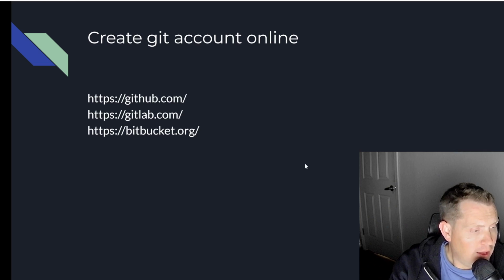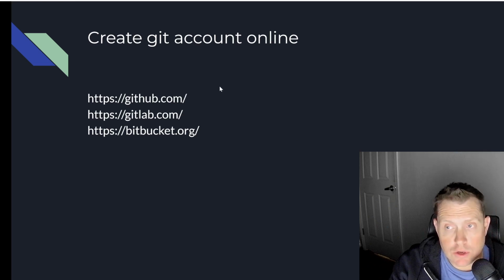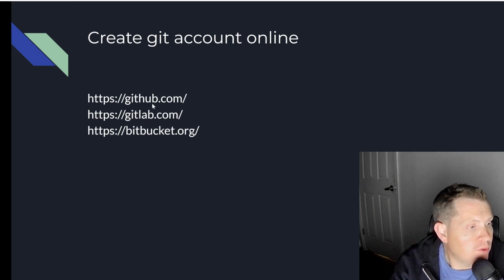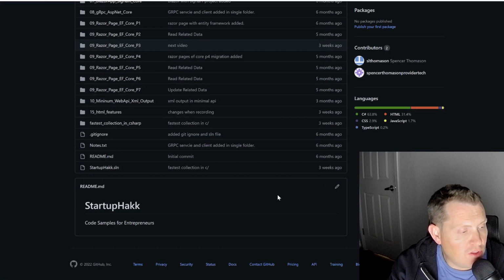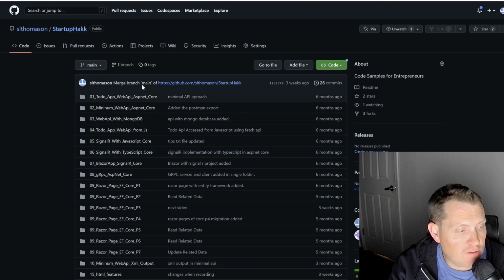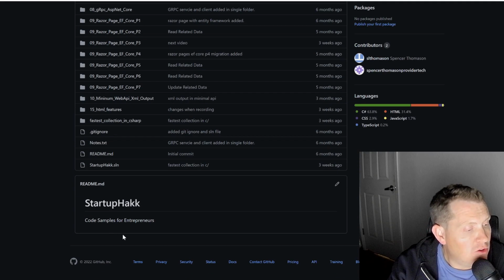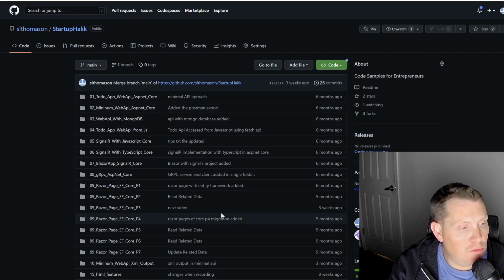Now, some of the places for remote code repositories, your most popular ones are GitHub and GitLab. Bitbucket's also pretty popular, but definitely nothing to compare with these first two. So GitHub looks something like this. This is a set of code samples that we do, some awesome .NET code samples here. You definitely want to learn how to use Git in order to pull these down.